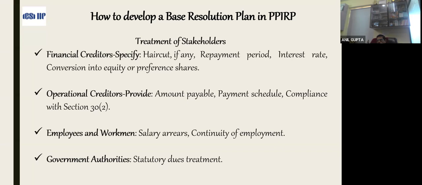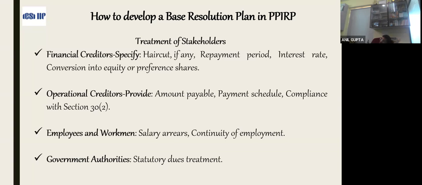Whatever the minimum liquidation value you have to pay, and the employees and workmen, how you are going to pay whatever the dues are, or if the company is going for expansion and other things, salary arrears, how much you are paying, continuity of employment, whether you are going to continue all the employees, or terminate some people by introducing the latest technology or not. All these things you have to mention in your base resolution plan.